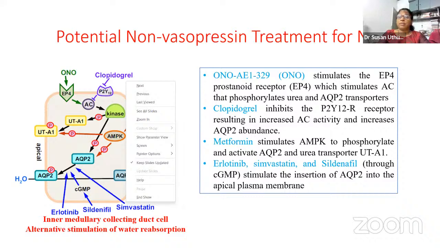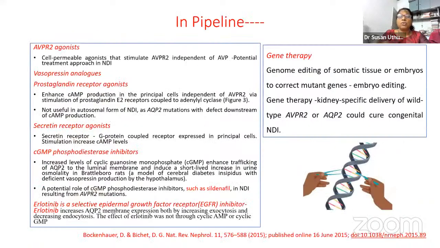And metformin will stimulate the adenosine monophosphate-activated protein kinase that will help in the phosphorylation of aquaporin 2 and thus activate it, as well as the urea transporter 1. Then simvastatin, sildenafil, erlotinib are molecules which, through cyclic GMP, stimulate the insertion of aquaporin 2 into the apical plasma membrane. These molecules are being tried in experiments. They are already clinically useful in other situations. So whether they will be helpful for diabetes insipidus is our question now.